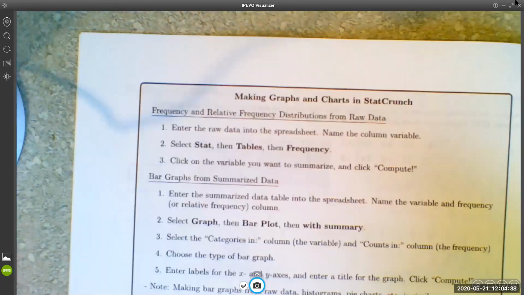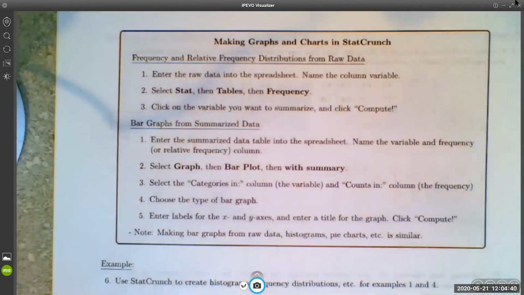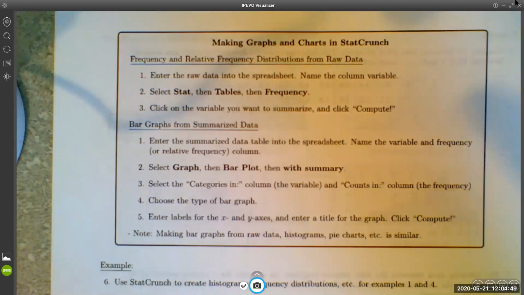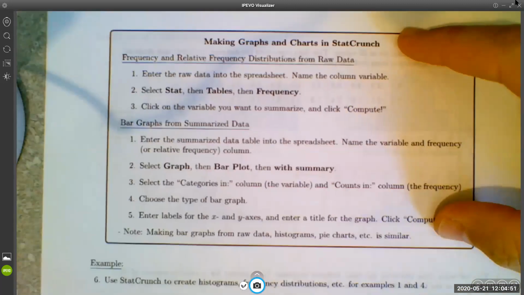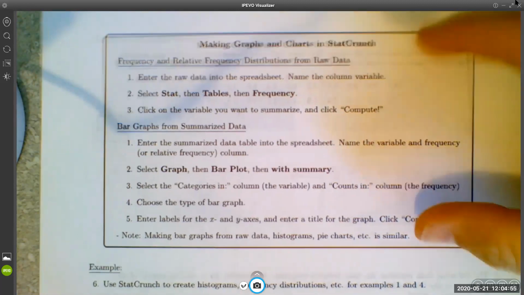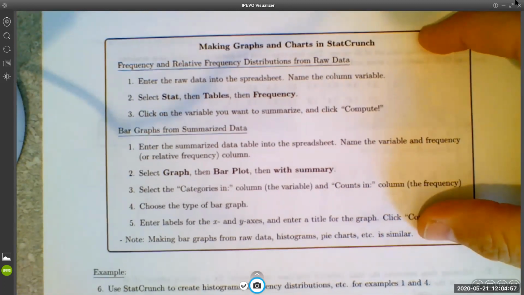Now, the last thing that I want to talk about is how to make graphs and charts in StatCrunch. Here are some directions on how to do some of these things. I'm just going to take you to StatCrunch and play around a little bit.